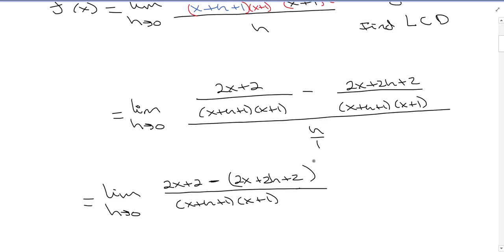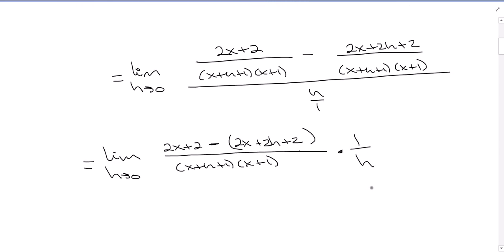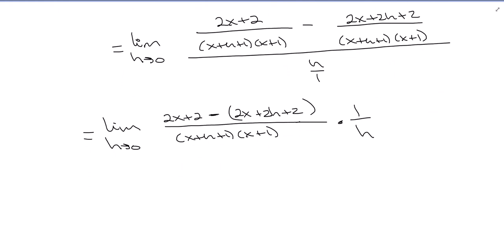Divided by h over 1 is the same thing as multiplying by 1 over h, the reciprocal. And now let's bring this negative in. If you did it in one step, that's fine. Then you don't need to do this step. Just make sure that you do distribute that negative.